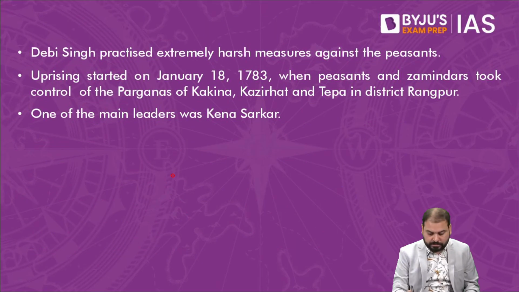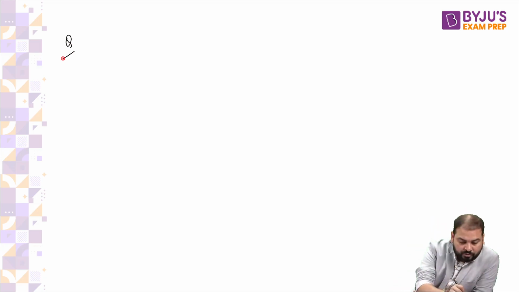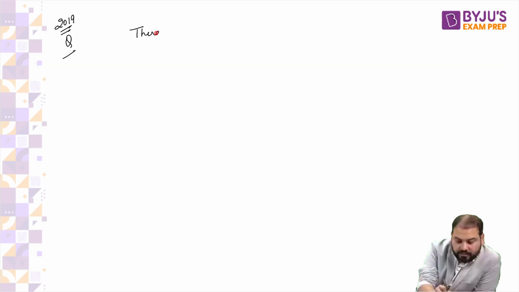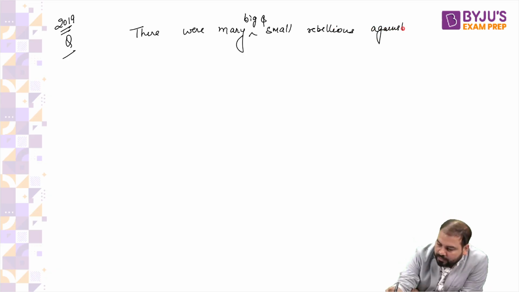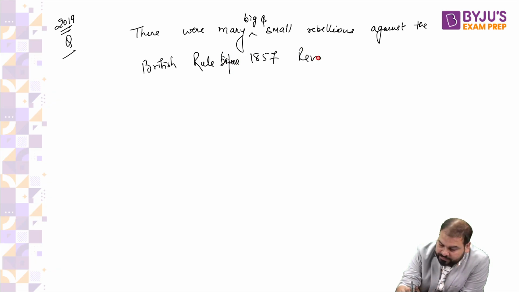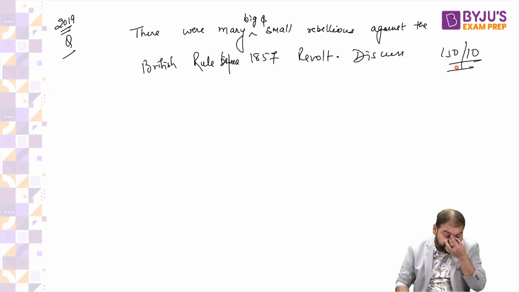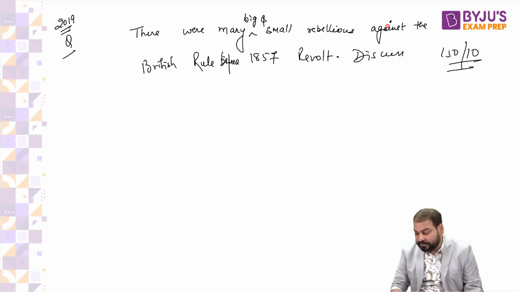Now, all of you, see, the 2019 UPSC question was: there were many big and small rebellions against the British rule before the 1857 revolt. Discuss in 150 words, a 10 marker. Everyone, can you understand this question? There were many big and small rebellions against the British rule before the 1857 revolt. Discuss.